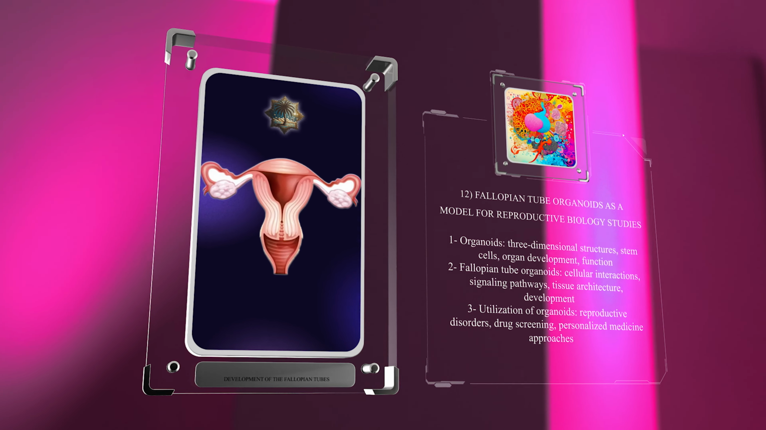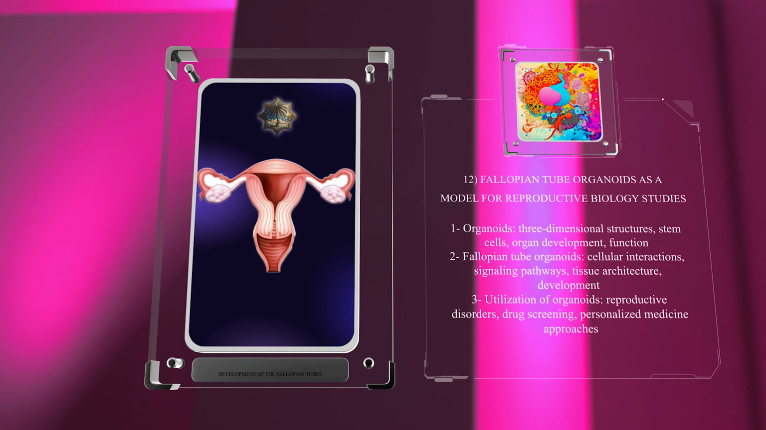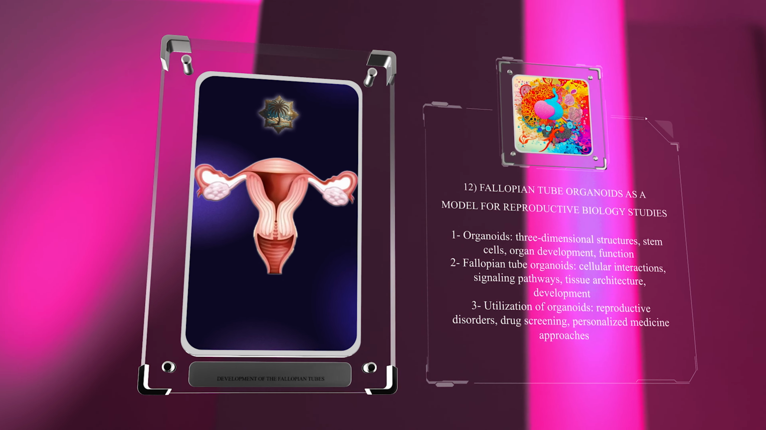Organoids, three-dimensional structures derived from stem cells, have emerged as powerful tools for studying organ development and function. The development of fallopian tube organoids allows researchers to study the intricate cellular interactions, signaling pathways, and tissue architecture involved in fallopian tube development. These organoids can be utilized to investigate reproductive disorders, drug screening, and personalized medicine approaches.